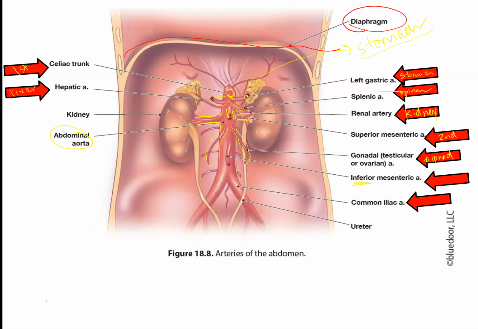And then at the bottom here, you have this branch here and this branch here. Where your abdominal aorta splits into two branches down at the very inferior segment, that's called your common iliac artery. And so you have a left and a right there as well.